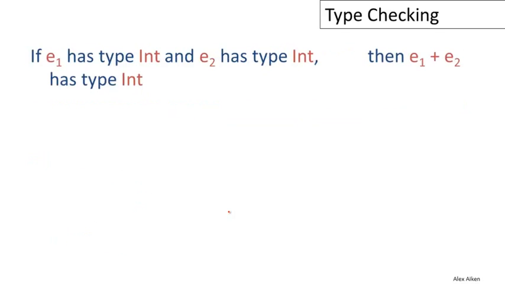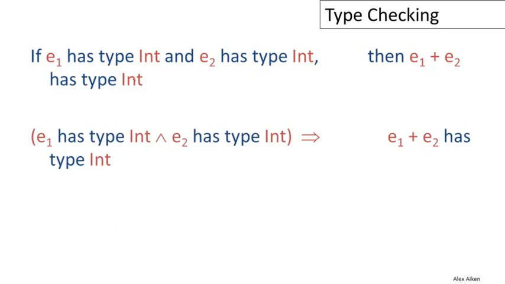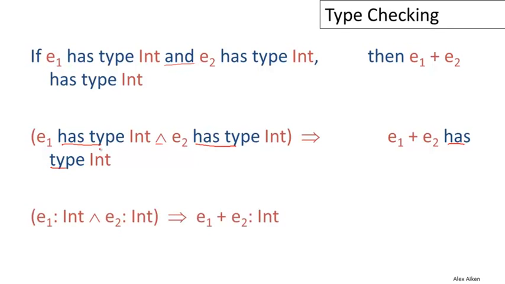So now consider the following very simple type rule. If E1 has type int and E2 has type int, then E1 plus E2 also has type int. And we can just take the definitions we gave on the previous slide and gradually reduce this to a mathematical statement. So for example, we can replace the if-then with an implication, and we can replace the word and with a conjunction, and now we just have these has-type statements, right? And we had a notation for that, and we wind up with this purely mathematical statement which says exactly the same thing, that if E1 has type int and E2 has type int, that implies that E1 plus E2 has type int.